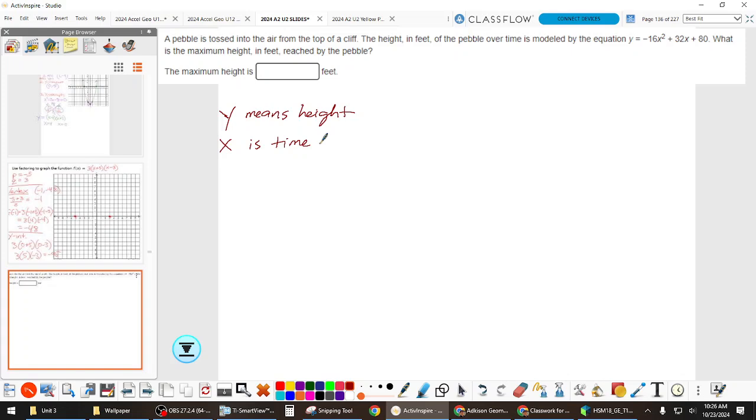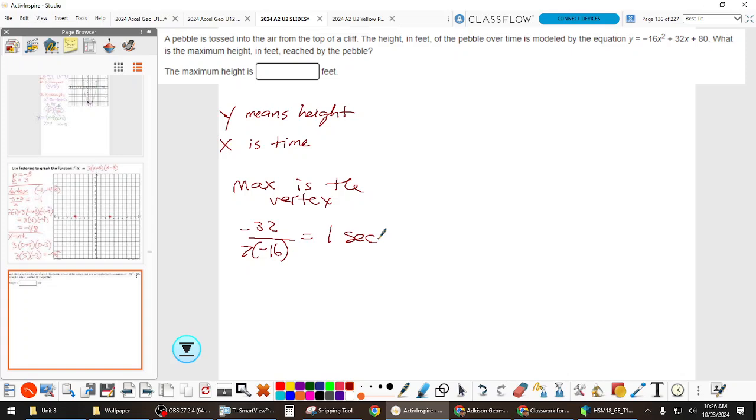Well, in standard form, we're looking for the maximum height. How do we find that? Good. So the max is the vertex. So negative 32 over 2 times negative 16. So what label would I put on the 1? 1 what? Yeah, that's 1 second. So it happens 1 second after we toss the pebble.